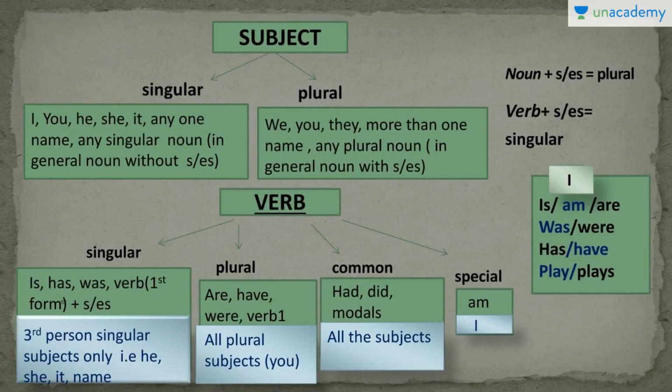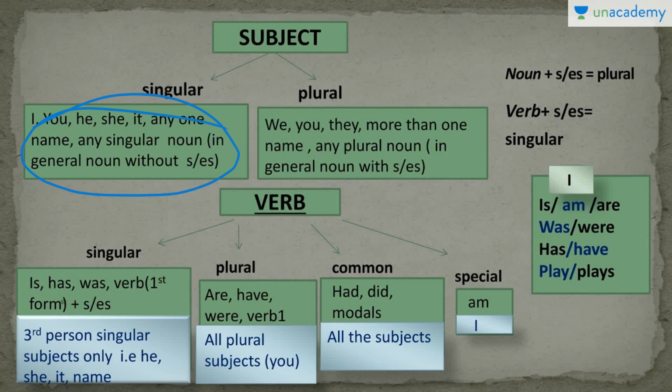Before I start with the rules, it's important that you know about subject and verb, and then we'll study how they work together. Subjects can be classified into two categories, singular and plural. Singular subjects always refer to one person or thing at a time. For example, he. When I say he, you can easily understand that I'm talking about a singular masculine gender, that is, a man or a boy. Singular subjects are there in this box: I, you, he, she, it, any one name, or any singular noun, basically nouns without s or es.